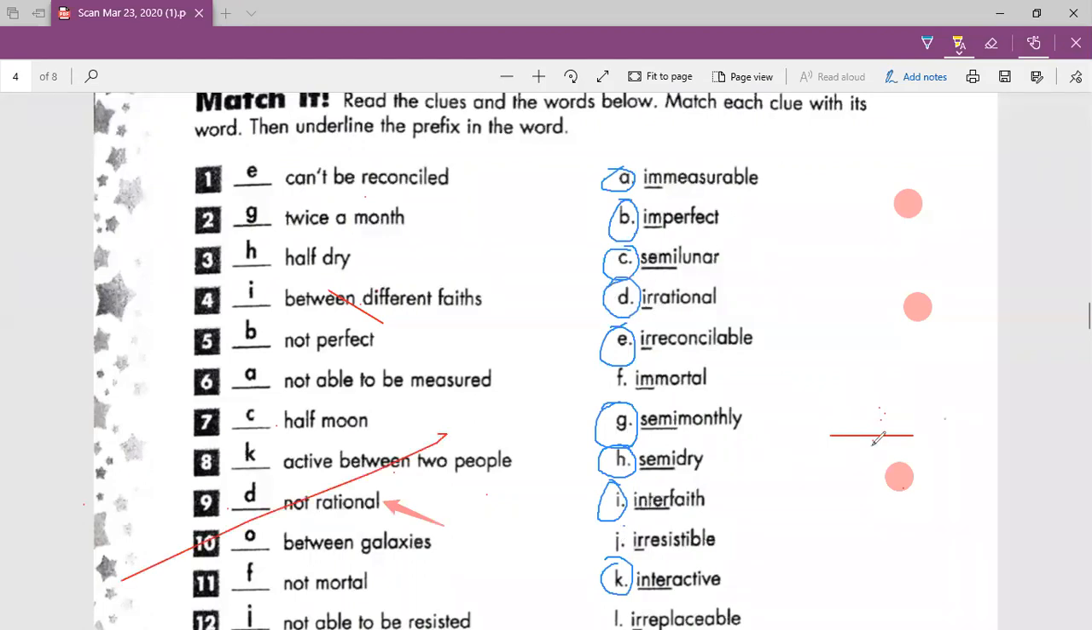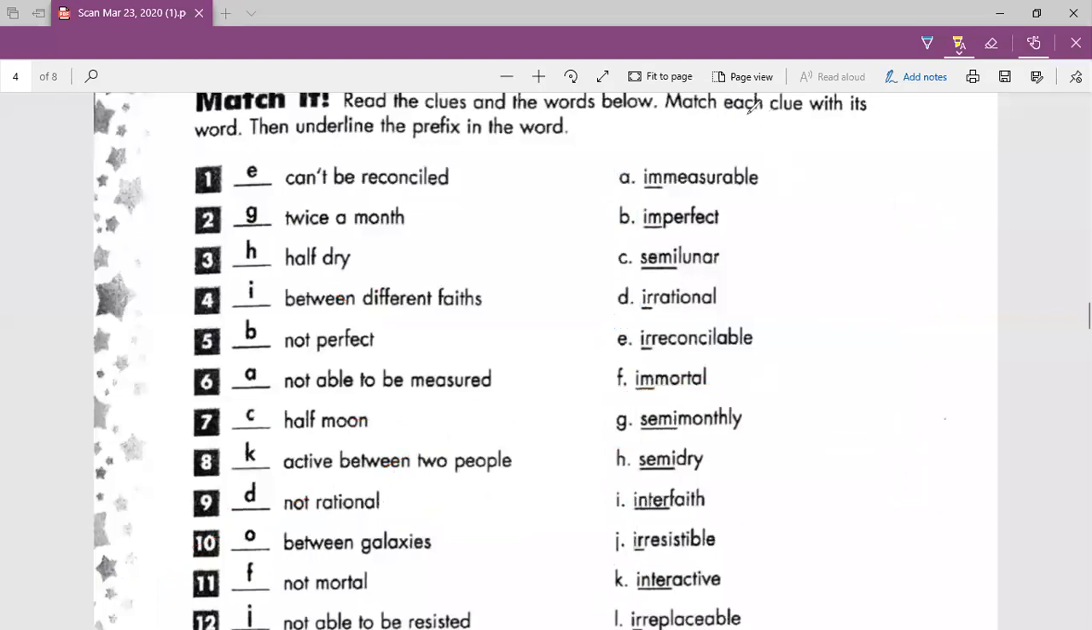And then we have, between galaxies, it's going to be the letter O. Number 11, not mortal, immortal, which is letter F. And letter J, not able to be resisted, irresistible. All right, let me clear this up.